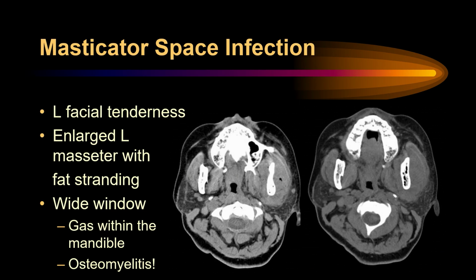And look very carefully at the mandible. If you look at the mandible, you'll see a little bit of air within it. So always play with your windows. You can go directly to a bone window. You can scroll through various windows, which is typically what I do. And certainly if you see gas within an adjacent bone, you're dealing with a bigger problem because you definitely have osteomyelitis.